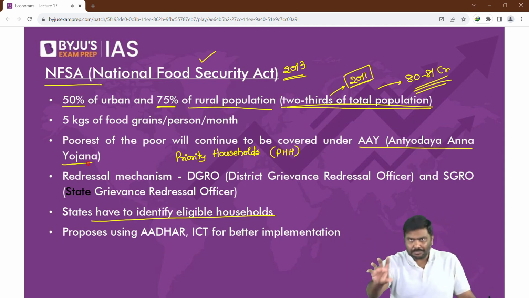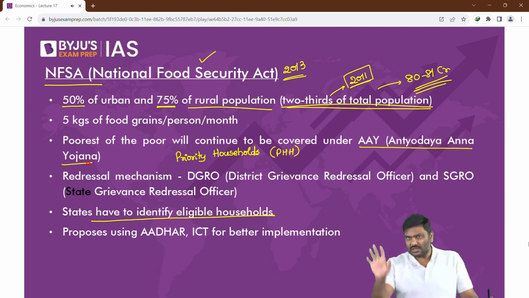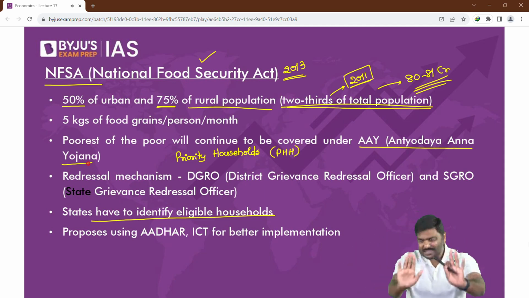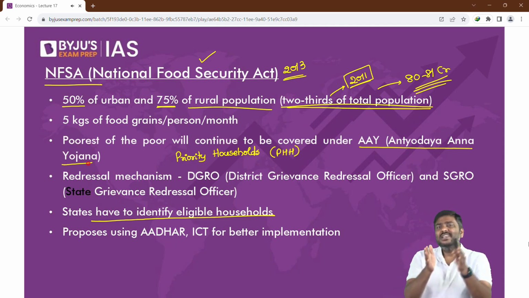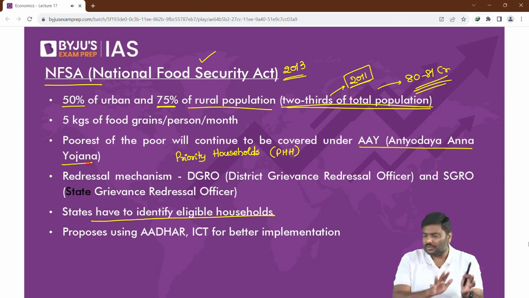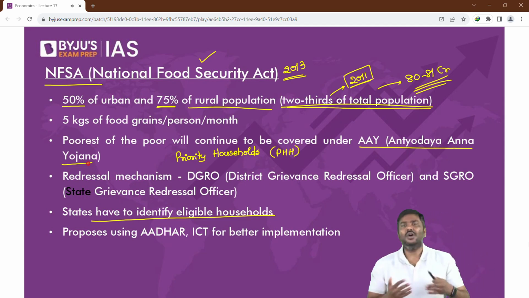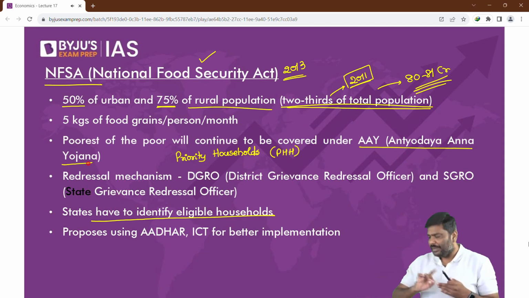Meaning what? Let me ask you a very simple question. Imagine there are two beneficiaries. One person is earning 10,000 rupees per year, not month, per year, and another person is earning, let's say, 1,000 rupees per year. Now, please answer my question. Do you think it is fair for the government to distribute the same quantity of food grains for both of them? Is it fair? Does it make sense to you?